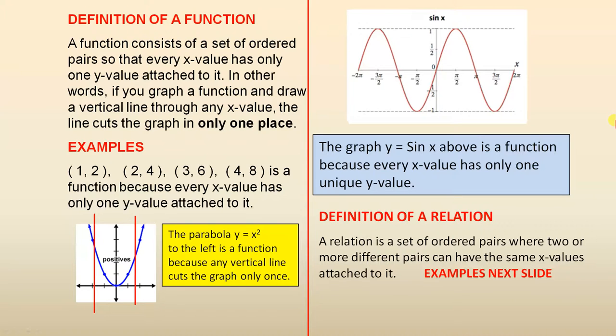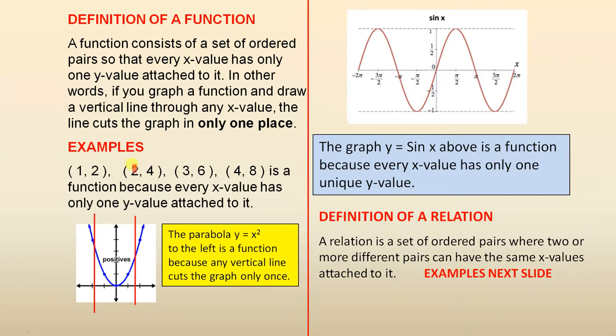Definition of a function. A function consists of a set of ordered pairs so that every x value has only one y value attached to it. In other words, if you graph a function and draw a vertical line through any x value, the line cuts the graph in only one place.